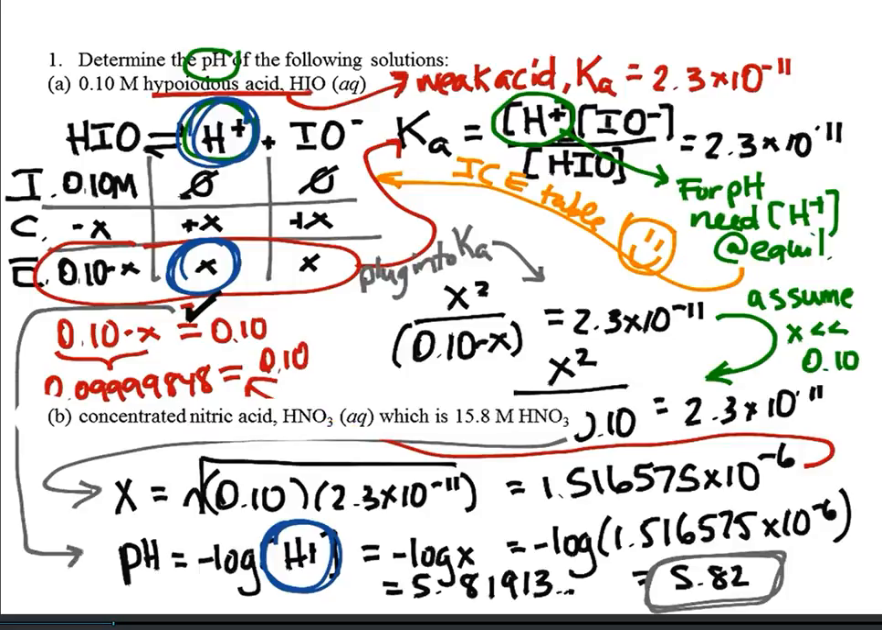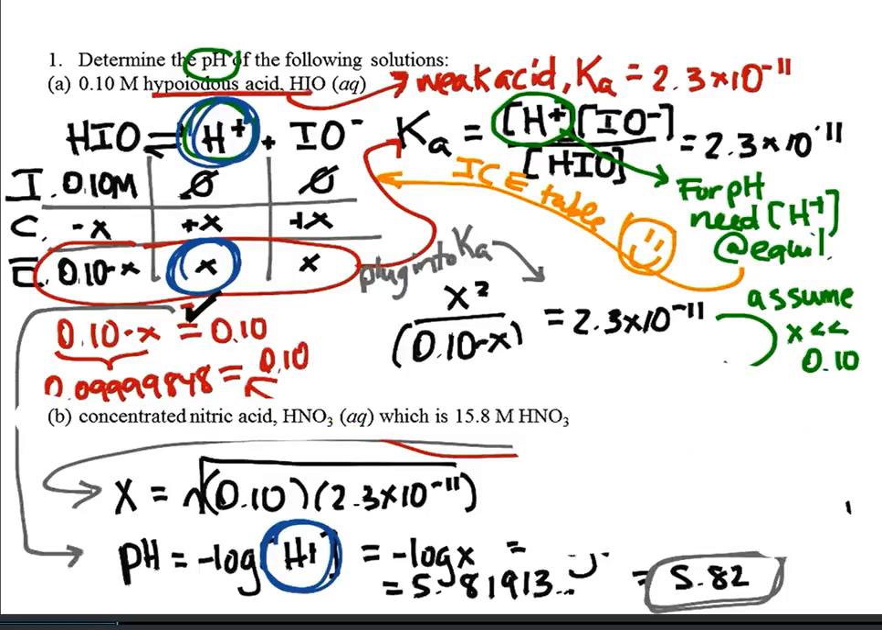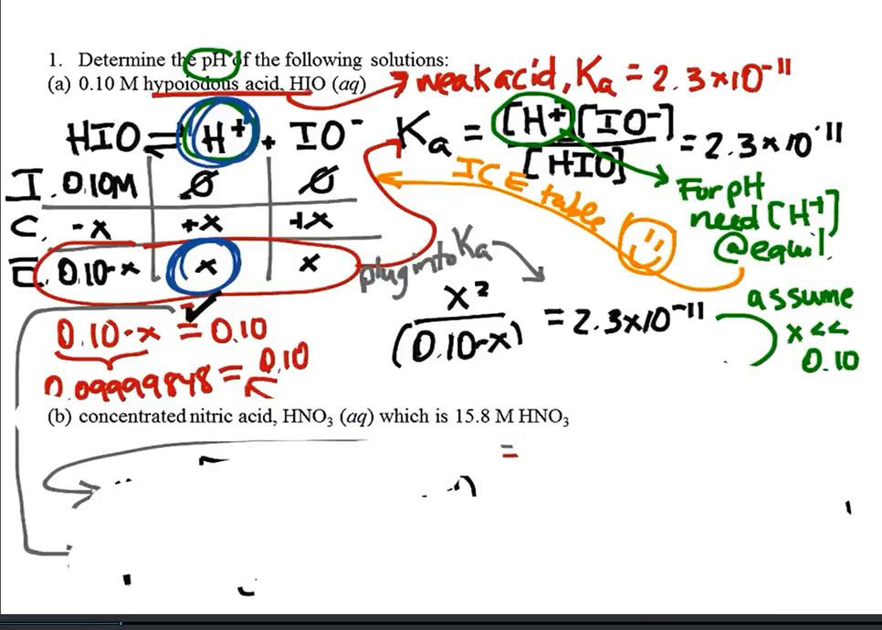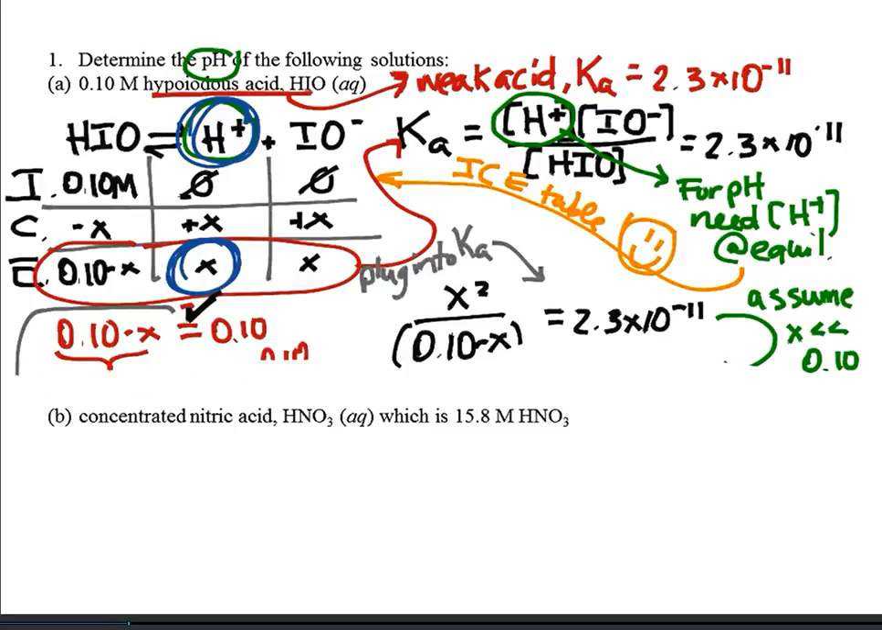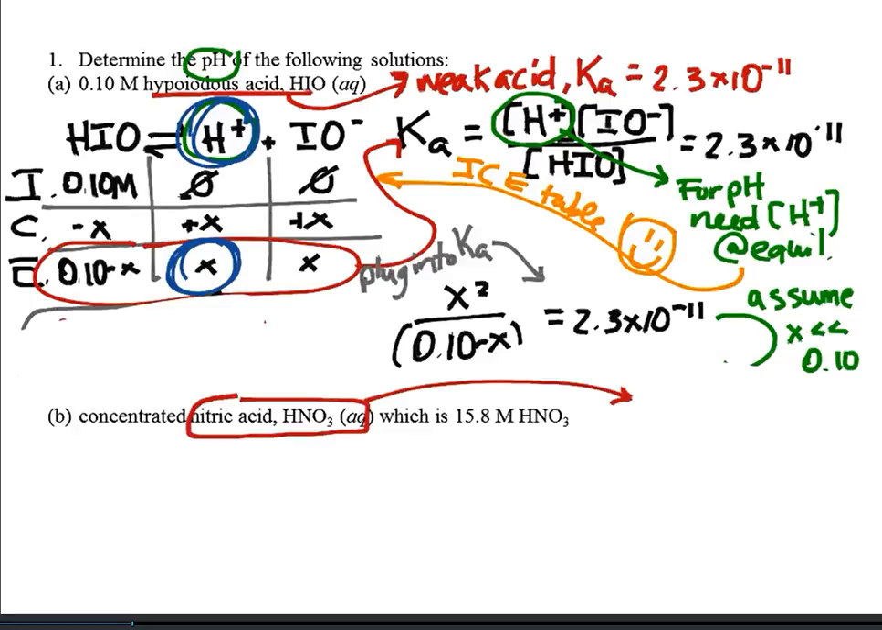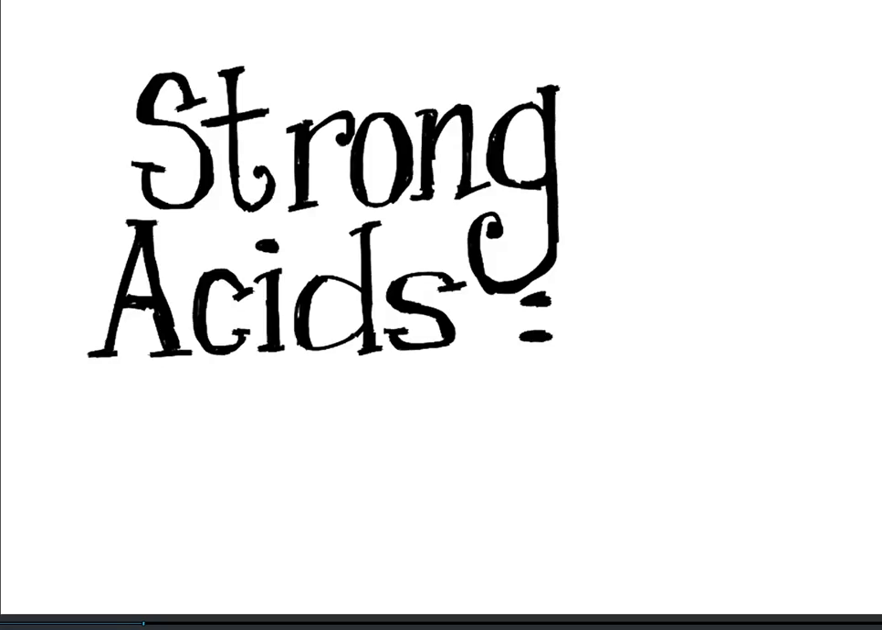Now if we move on, I'm going to erase all this nonsense underneath part B so we can do part B. Part B is concentrated nitric acid. Nitric acid is a strong acid, and there are a lot of reasons you know that. There are 2 reasons that you know that. One reason is because it's on the list of strong acids.